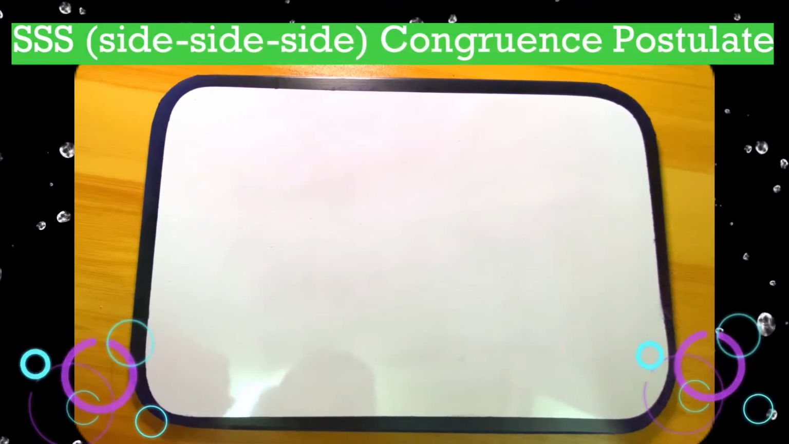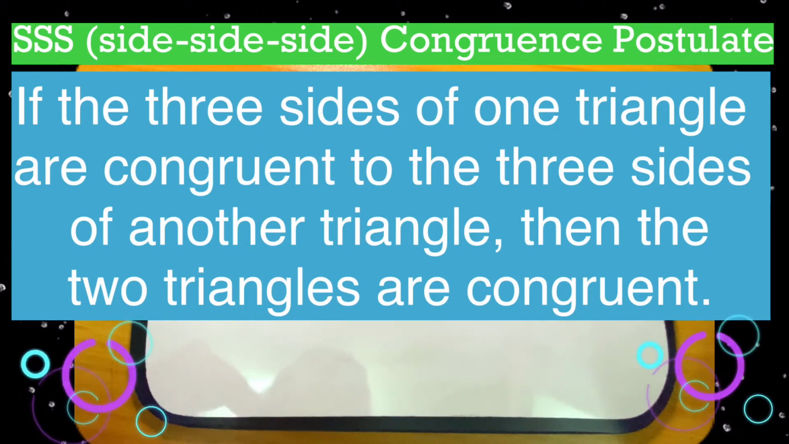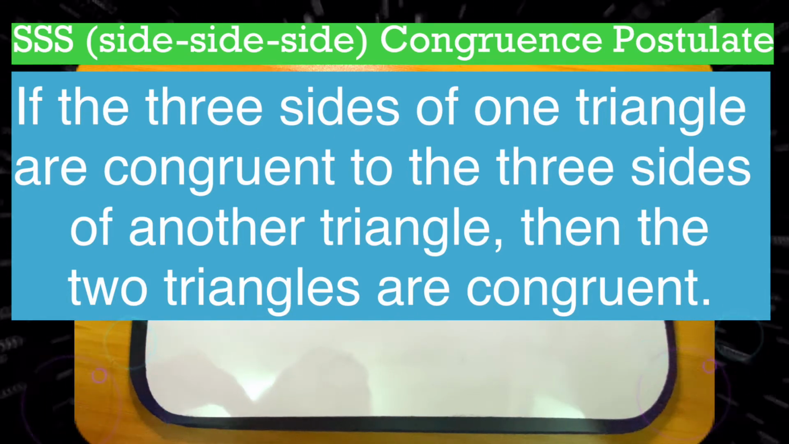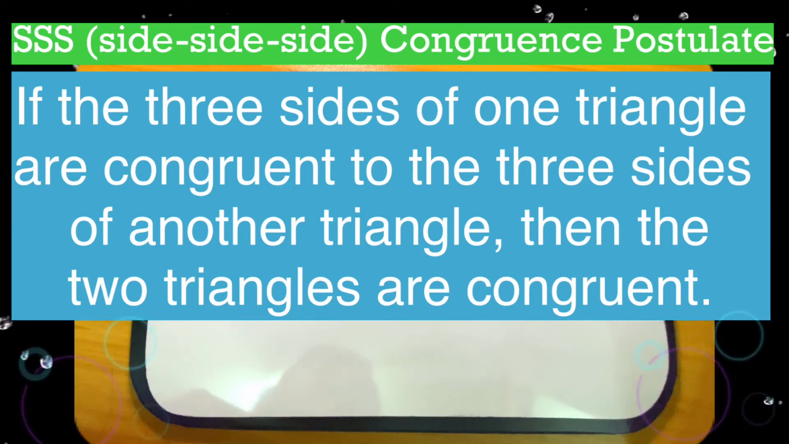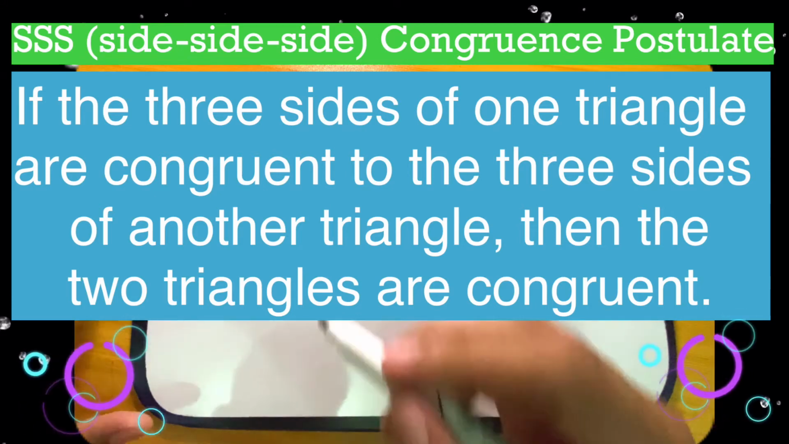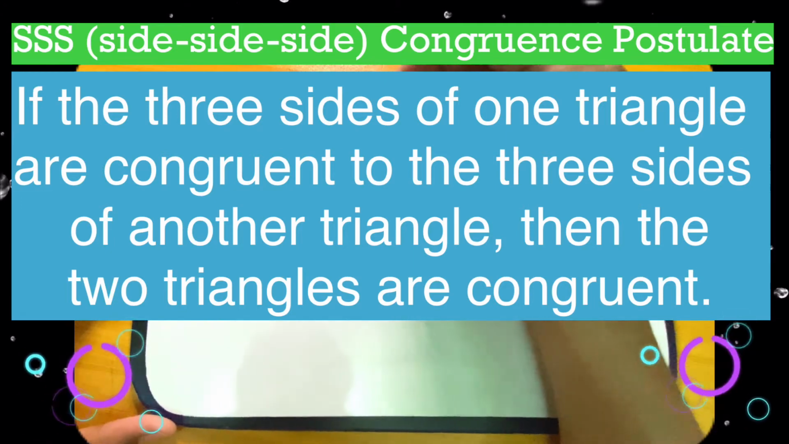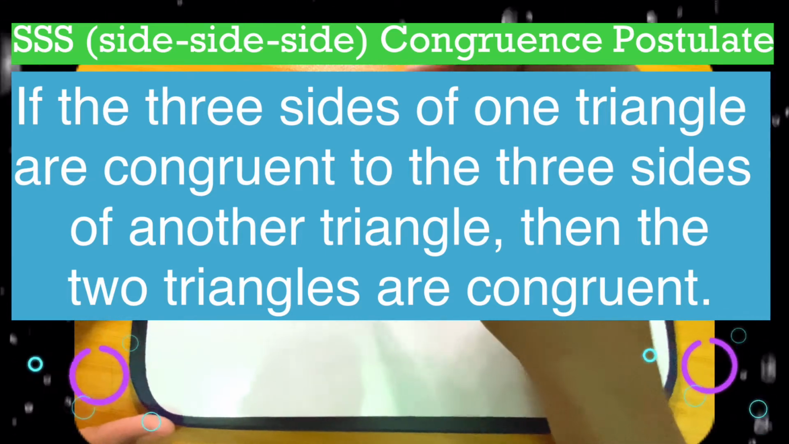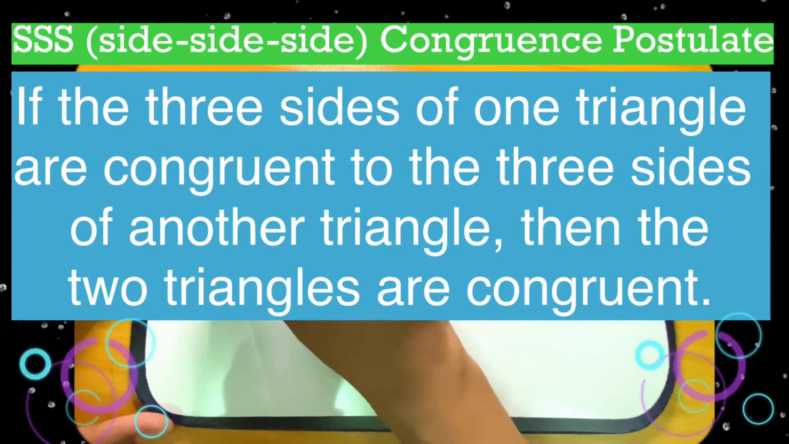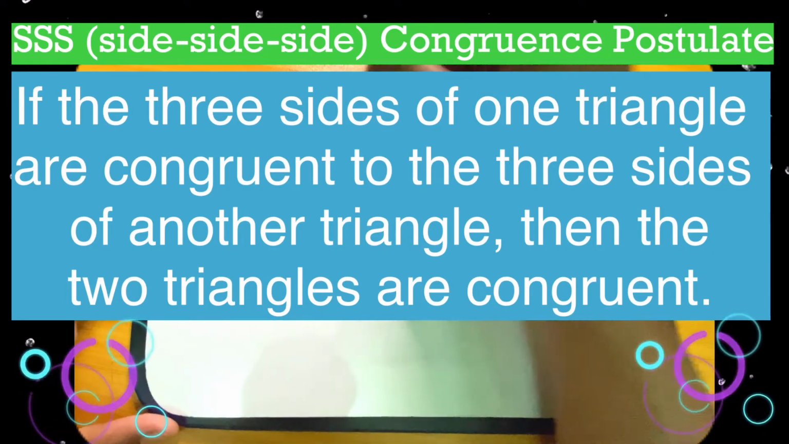Okay, we have the third congruence postulate. If the three sides of one triangle are congruent to the three sides of another triangle, then the triangles are congruent. That is the SSS, or the side-side-side congruence postulate. This is just easy. I will just draw two triangles. This one, triangle ABC, then DEF.